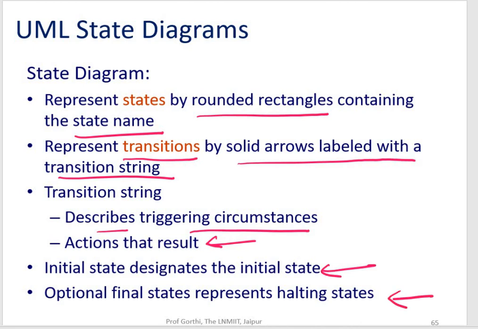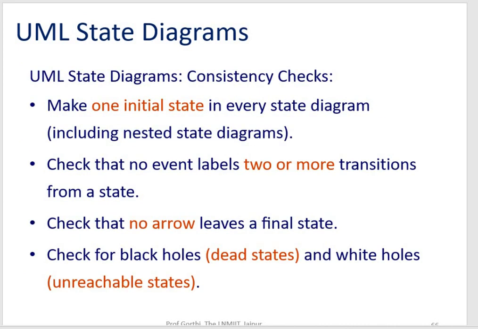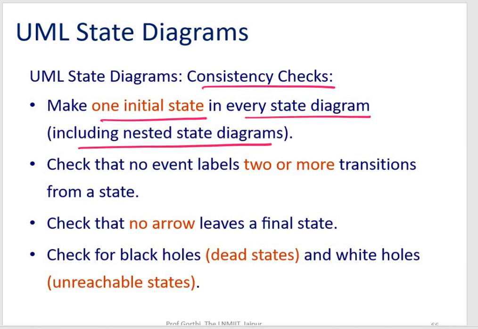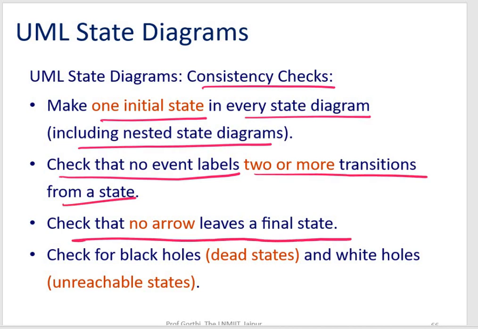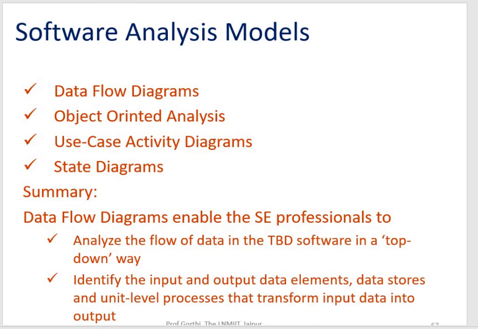So represent states by rounded rectangles containing the state name. Represent the transitions by solid arrows labeled with the transition string. The transition string describes the triggering circumstance, like a triggering event, and actions that result. The initial state designates the initial state, and the optional final state represents the halting state.